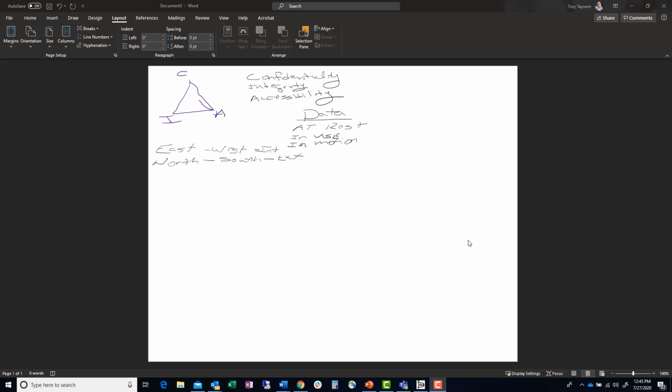CIA stands for confidentiality, integrity, and accessibility. The data needs to remain confidential. Integrity means that the data has been kept exactly how it's supposed to be, and no one has altered it in an unauthorized manner. Accessibility means that whoever needs access to that data can get the data. So you don't want to do anything that will mess with any of these three things.